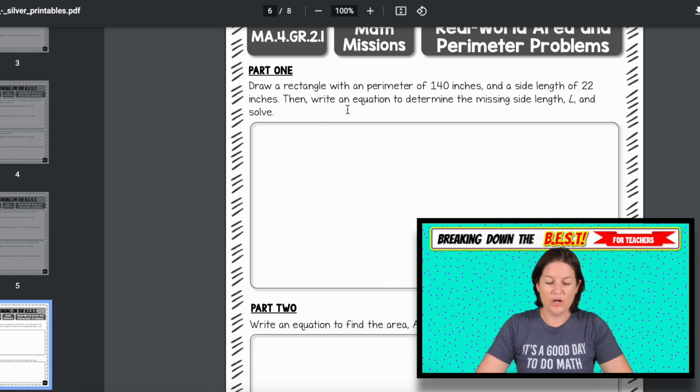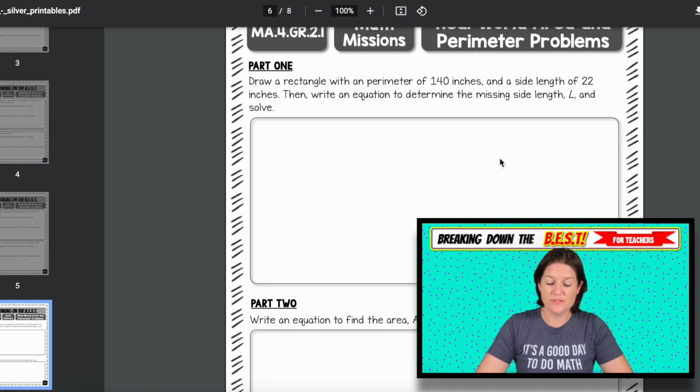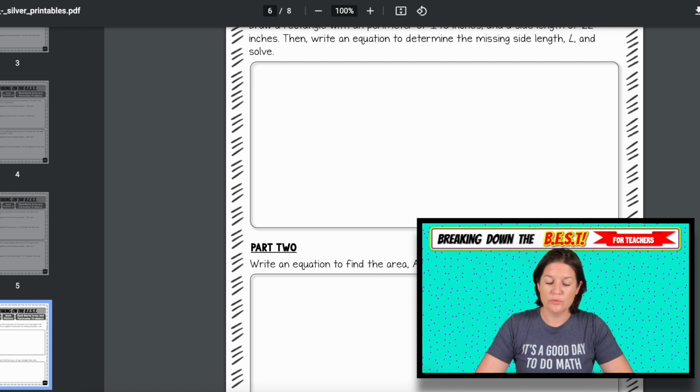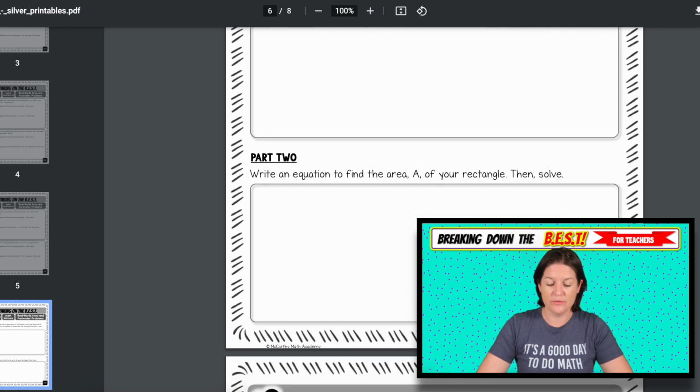So part 1 says to draw a rectangle with a perimeter of 140 inches and a side length of 22 inches. Then write an equation to determine the missing side length, L, and solve. For part 2, write an equation to find the area, A, of your rectangle, then solve.